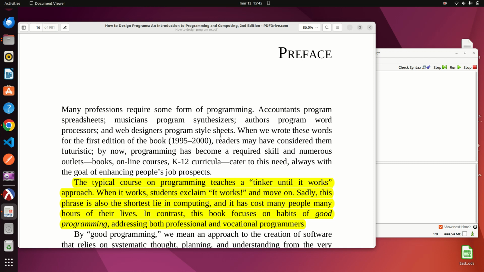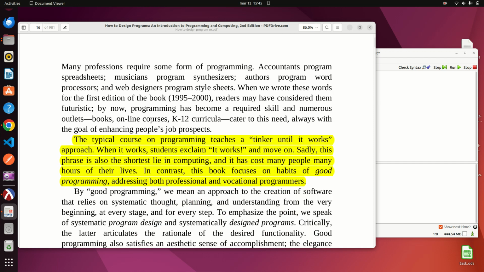So when we go through the preface, I've highlighted this part. A typical course on programming teaches a tinker-until-it-works approach. When it works, the student exclaims, "It works," and moves on. Sadly, this phrase is also the shortest lie in computing, and it has cost many people many hours of their lives. In contrast, the book focuses on habits of good programming, addressing both professional and vocational programmers.